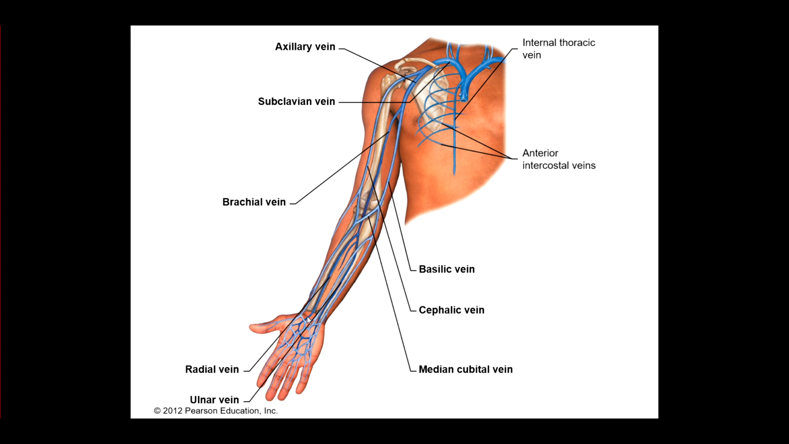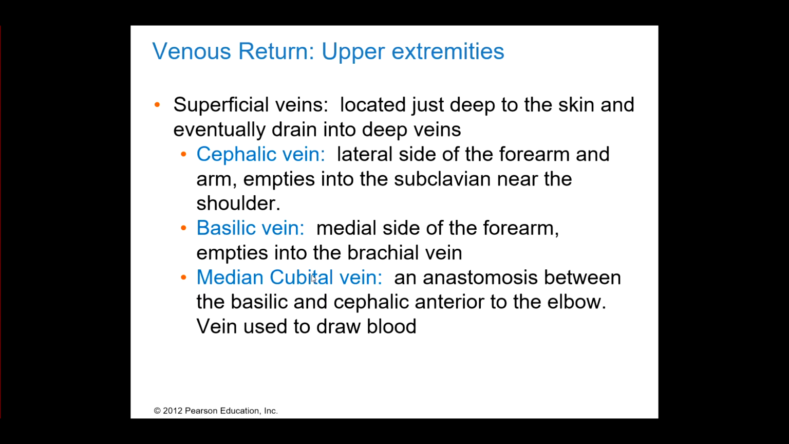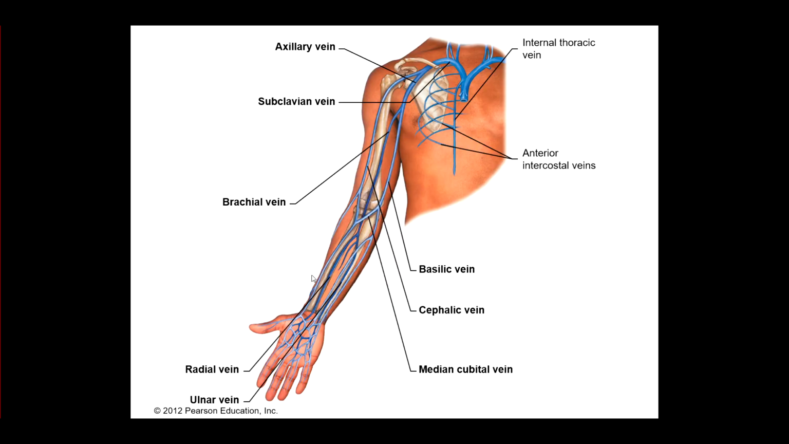If you were to just look at your forearm, you'll see some veins in the skin. If you move your skin, you can move those around. Those are superficial veins. So there's three superficial veins that I'd like you to know. One extends on the lateral side of the forearm, and then it runs up the forearm, up the arm, and ultimately drains into the subclavian vein. This one is going to be called the cephalic.